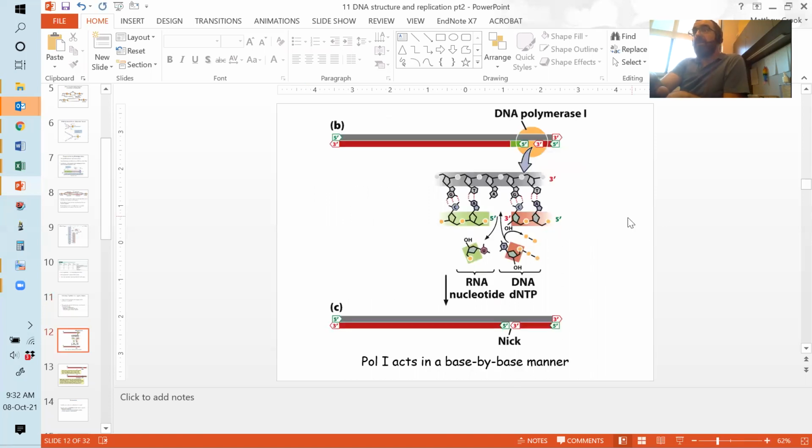I always refer to this as clearing up the mess, right? Because all of these Okazaki fragments are basically a solution to the anti-parallel DNA problem. Now we have to fix the problem that creates, essentially. And so DNA pol 1 is a pretty cool enzyme.